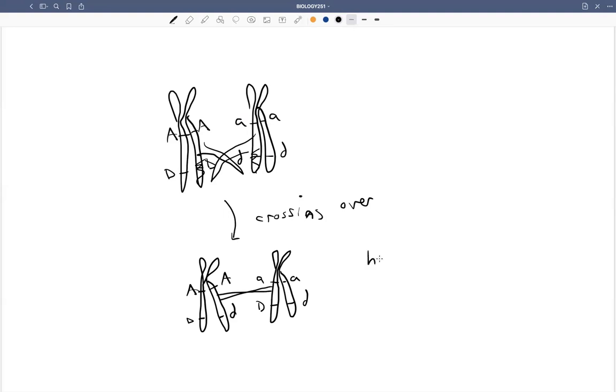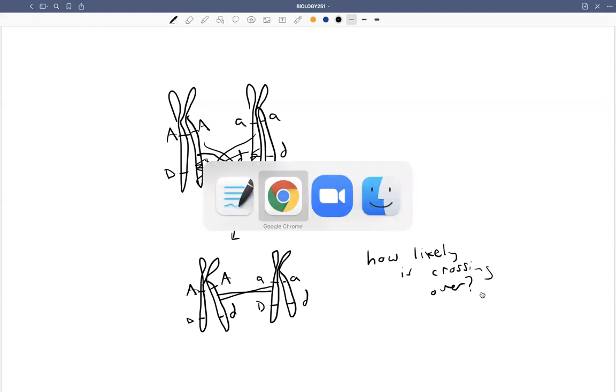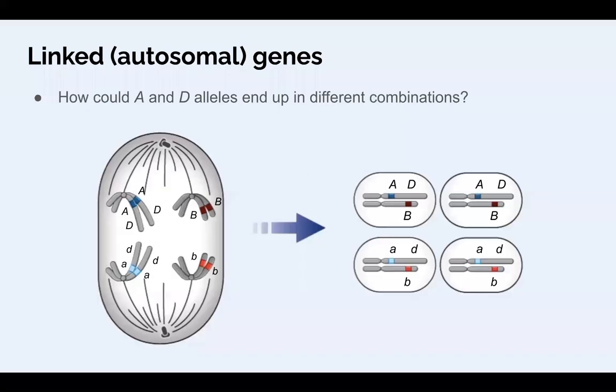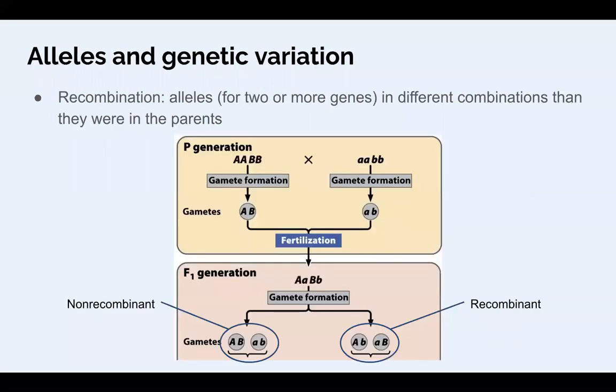And the question becomes, what are the chances that this is going to happen? So how likely is that to happen? And it's not random. And as we'll see, it's going to depend on the distance between those genes. So whatever two genes we're looking at that might have a crossover between them, if they're farther apart, this is more likely to happen. So before we get into the distance estimation, a little bit more about some terminology here.